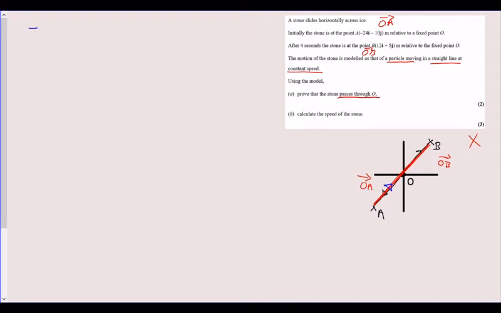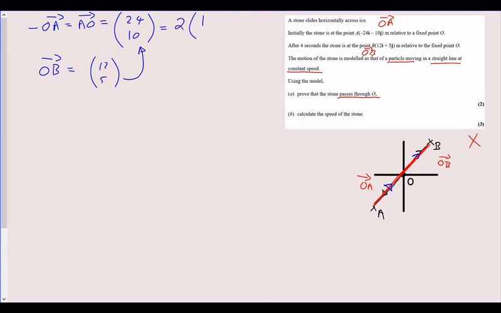So I've got minus OA, which is the vector A to O, which is 24 and 10. And the vector OB, which is 12 and 5. So this looks to be a link between these two vectors here. And if I take out a factor of 2, I can see that this vector here, AO, is a multiple of this vector here, OB.